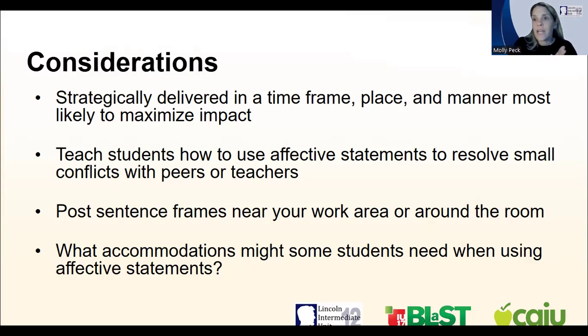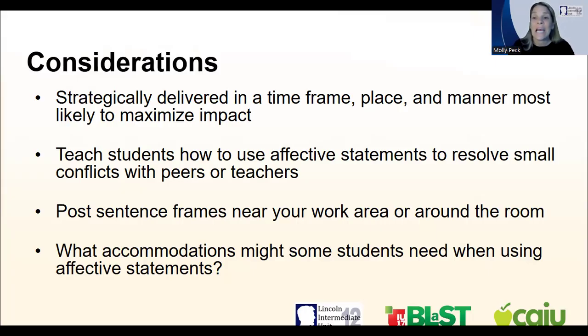Item number three, you can post sentence frames near your work area or around the room, especially if this is something you want to begin to integrate in your work, or if you feel like, hey, I need something that fits me and my personality. And I'm afraid if I don't have this script, I might go immediately into a negative affect. So no shame in that, having those sentence frames around the room or near your area.